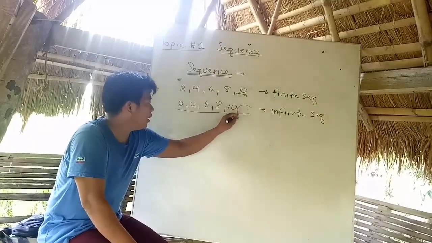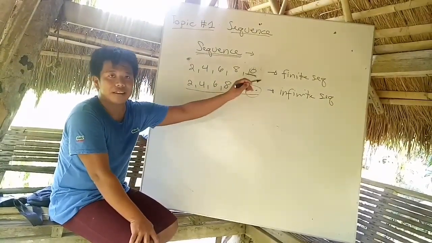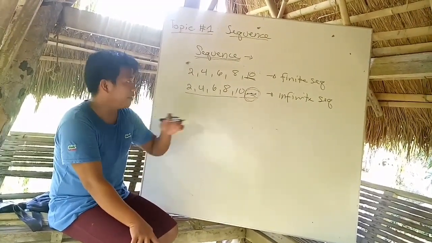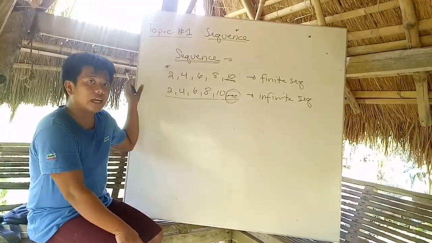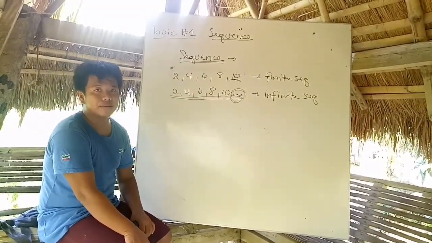So this symbol here, that is called ellipsis. Mamaya basahin nyo, dot, dot, dot. So, meaning, there is a continuation of this sequence.